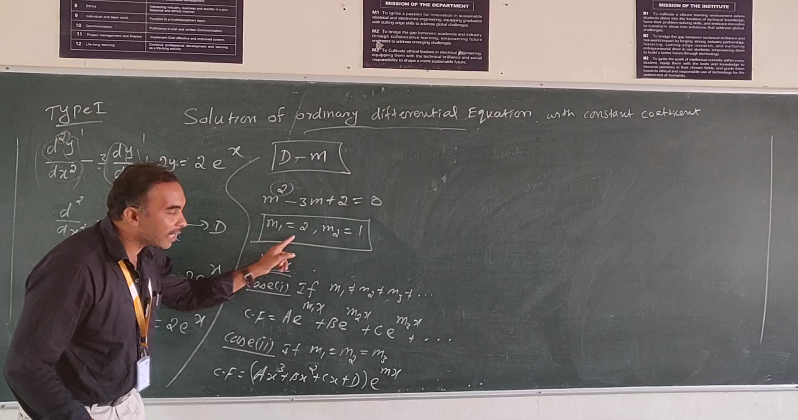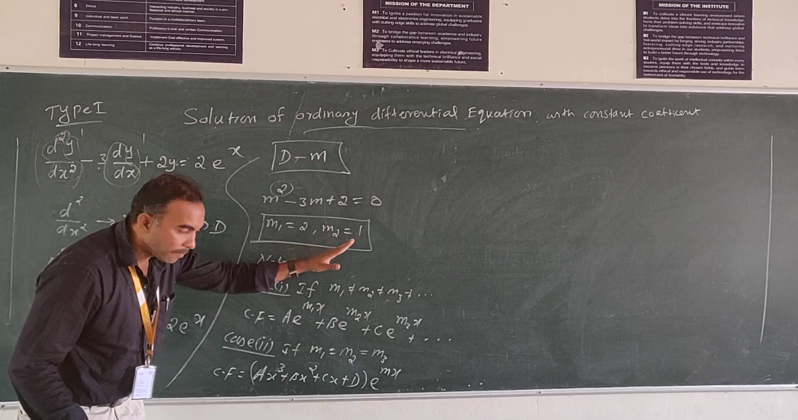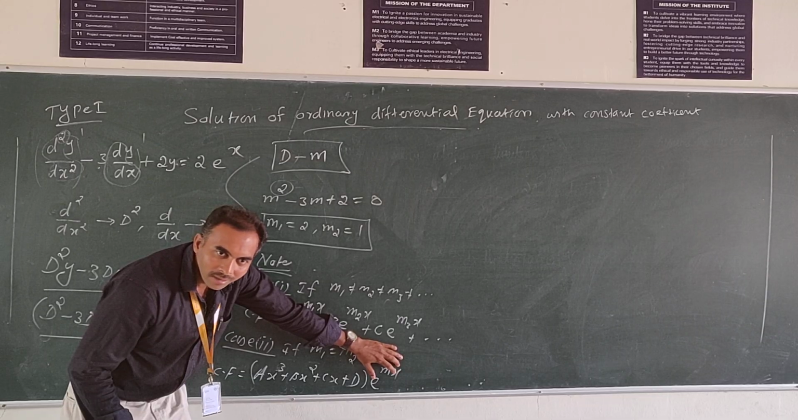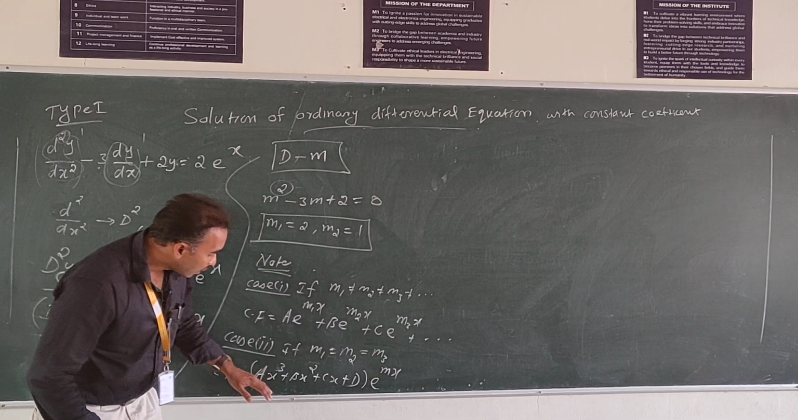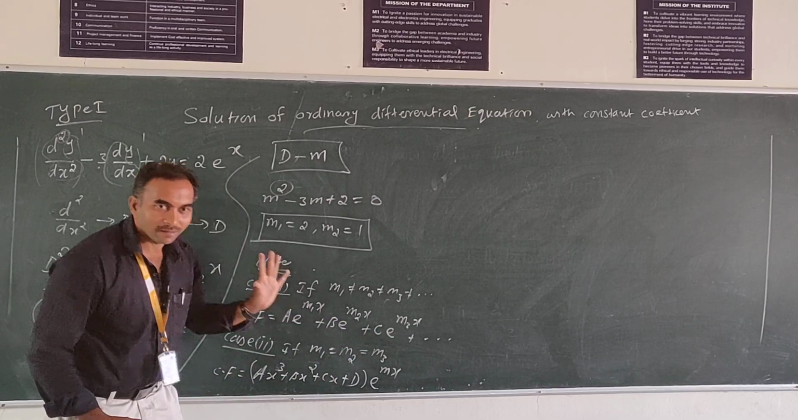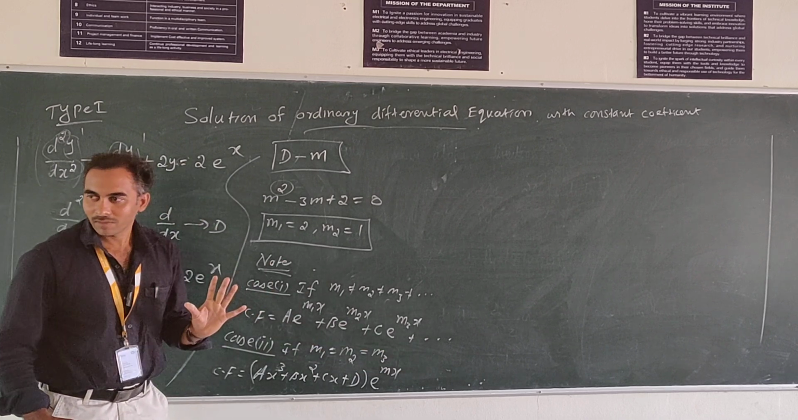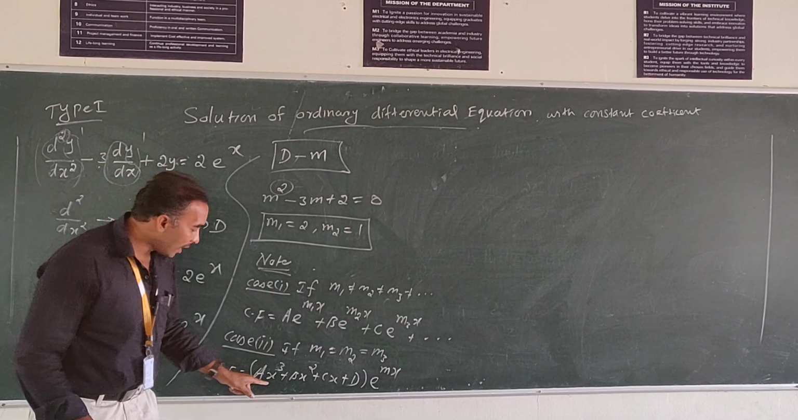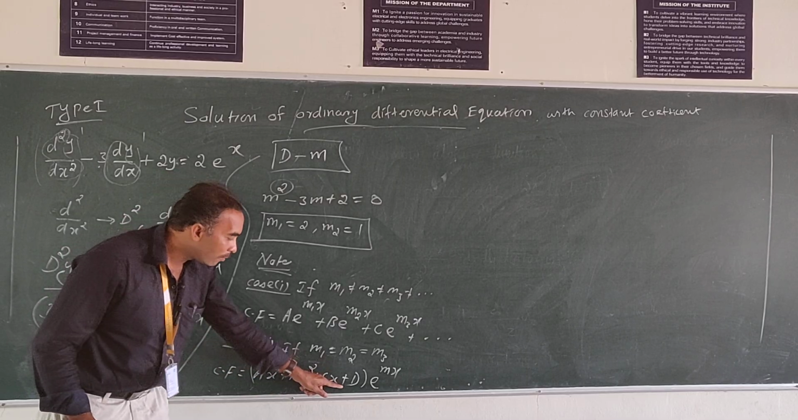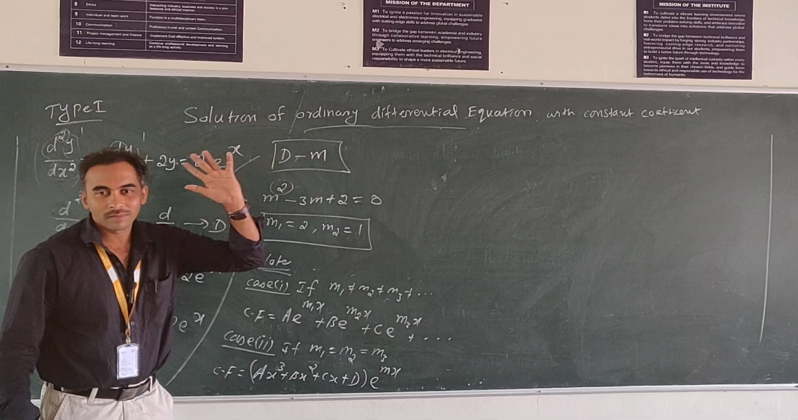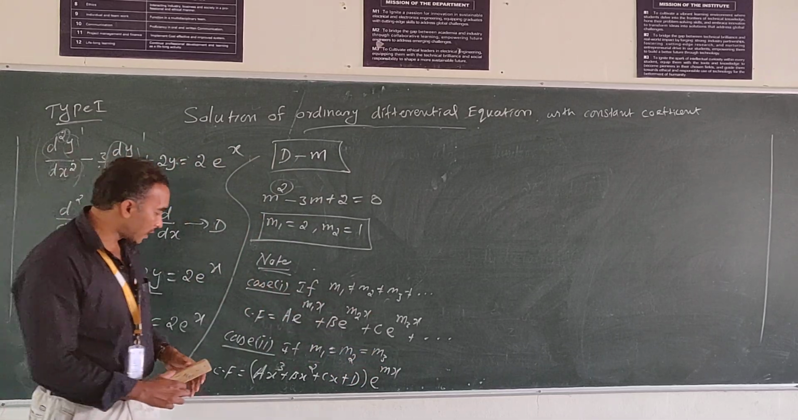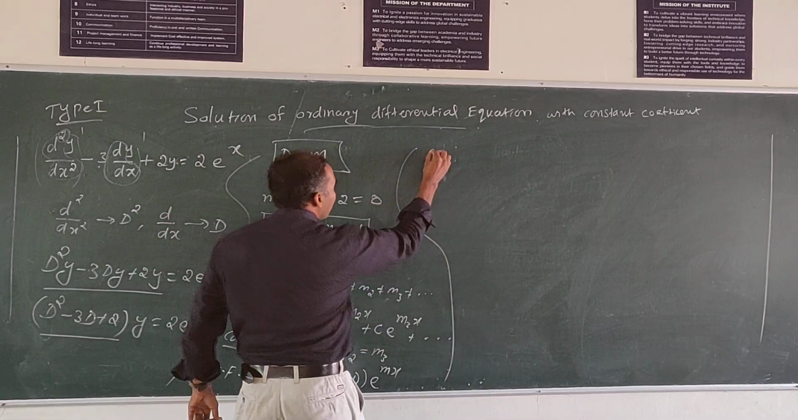But here how many roots are there? Two. Suppose only two roots are given, what should we do? For two roots, it is ax plus b into e power mx. For three roots, ax square plus bx plus c into e power mx. For four roots, ax cube plus bx square plus cx plus d, whole, into e power mx. Okay. So next, case 3.